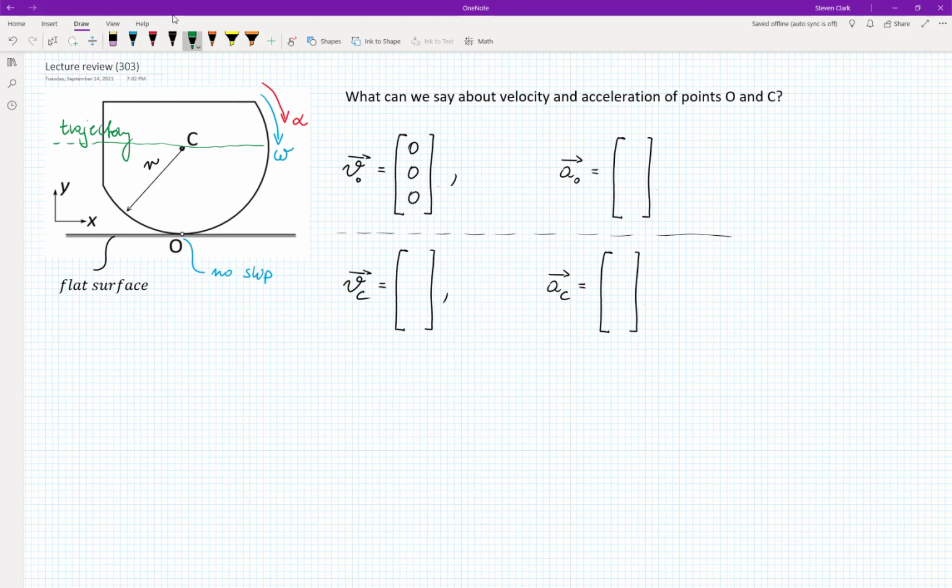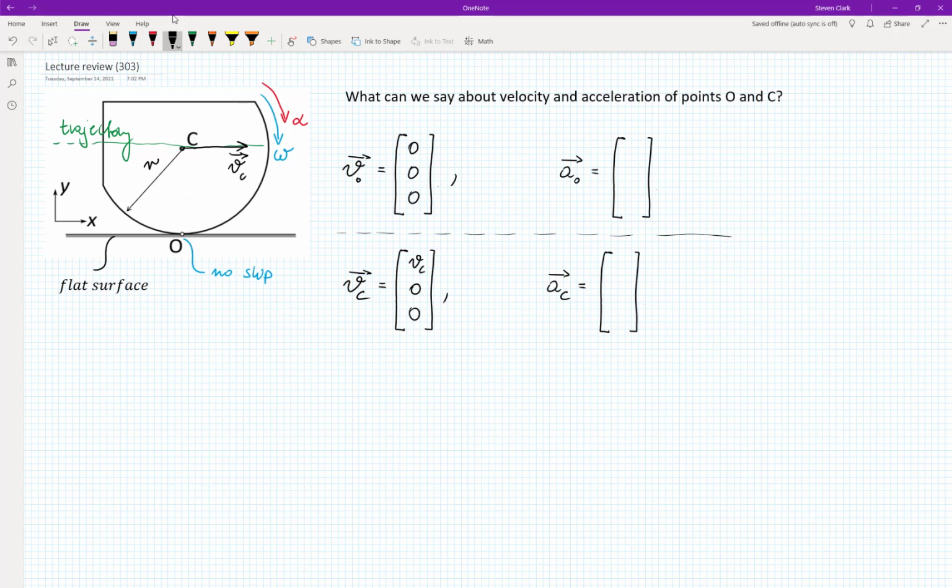So vector VC will be, I don't know, vertical, horizontal, or it will have an arbitrary direction. It will be horizontal, exactly. This is VC. So component-wise, it will be VC, 0, 0. Right? Okay.